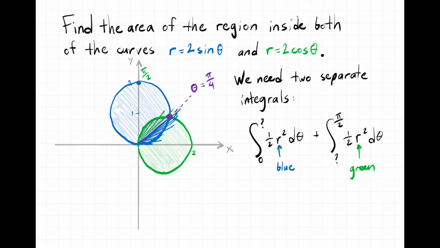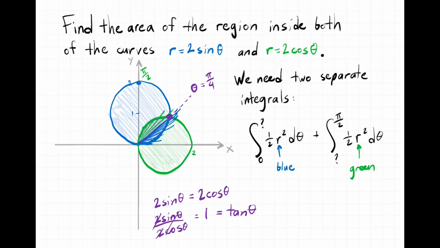But let's check that. To check that, we need to find the value of theta that causes the radius, the r, for both curves to be equal. So let's set them equal to each other. Let's say that 2 sine theta equals 2 cosine theta. We can solve this by dividing both sides by 2 cosine theta. So we'll have 2 sine theta over 2 cosine theta equals 1. But actually, this really means the 2's cancel out, and sine theta over cosine theta is equal to tangent theta. So what values of theta cause the tangent to equal 1?